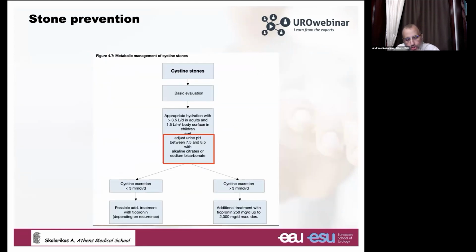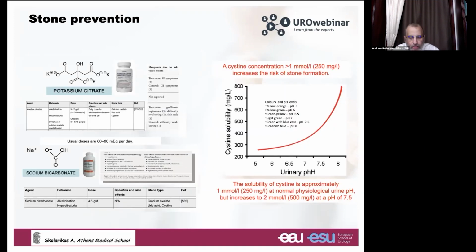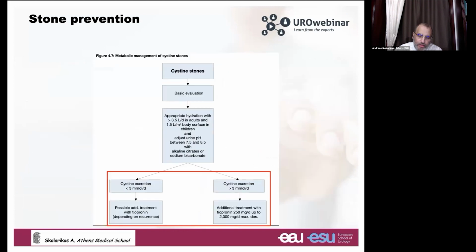Secondly, as cystine is dissolved in alkaline pH, urine alkalinization is used. Most commonly, potassium citrate at 5 to 12 grams per day in adults and 0.1 grams per kilogram per day in children is used. Alternatively, sodium bicarbonate, 4.5 grams per day, can be used. The aim is to raise urinary pH to more than 7.5, which is beneficial to cystinuric patients, for cystine stones to dissolve and cystine crystals not to form again. We should be careful with high pH because calcium phosphate stones may precipitate.